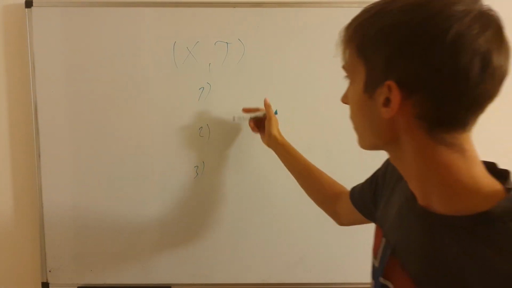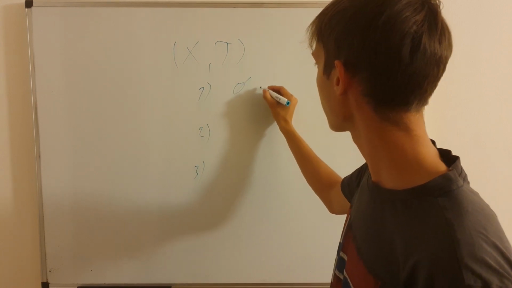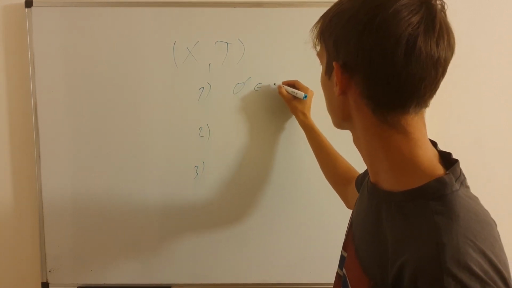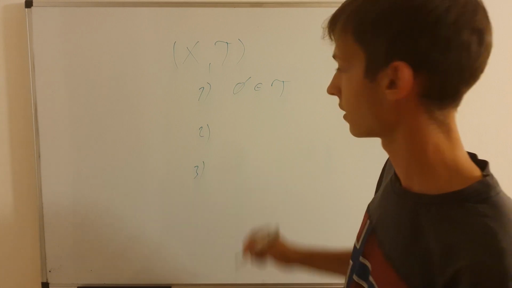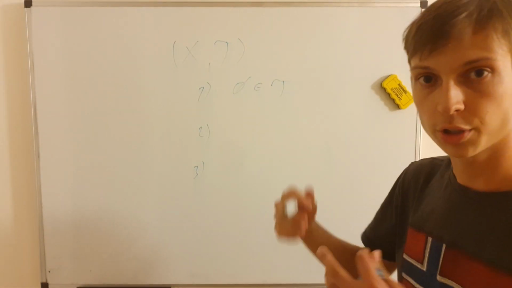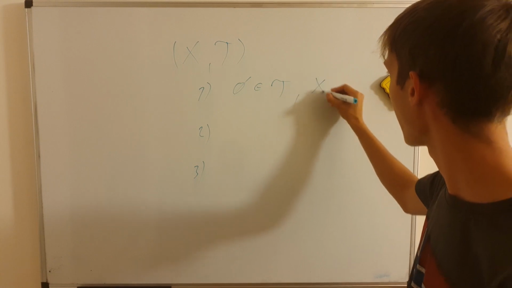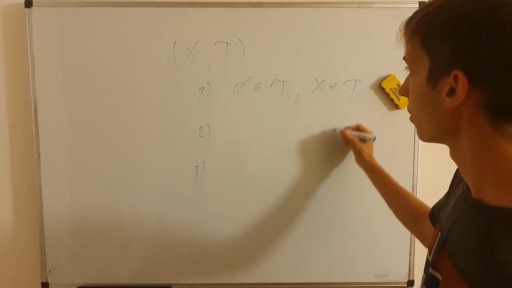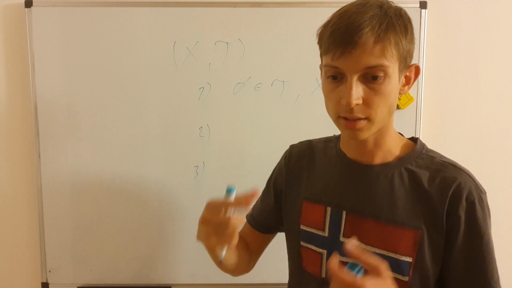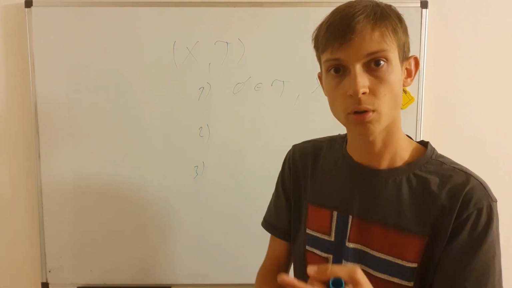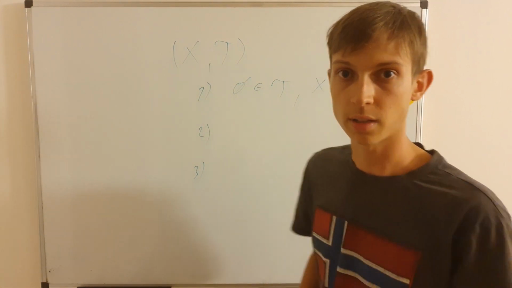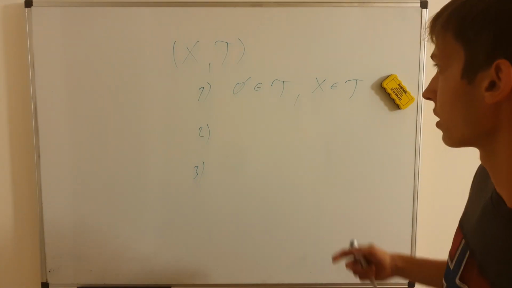The first condition is that the empty set has to belong to tau. As the collection of subsets, the empty set has to be there, and also the entire set X itself has to be in tau. So the topology as a collection of subsets of X has to contain the empty set as well as the entire set of which we're taking the subsets.